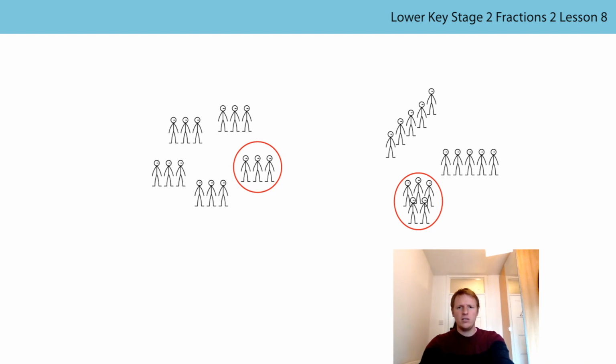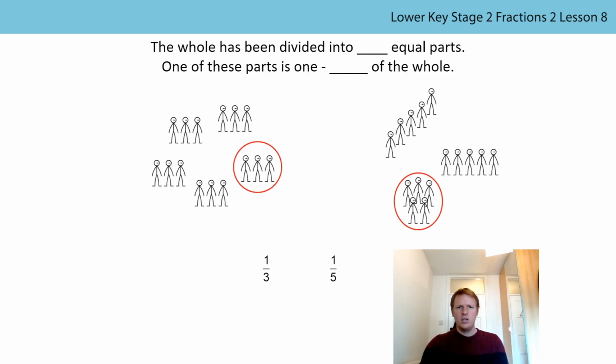Here are 2 fractions. We have 1/3 and we have 1/5. One of those describes one of the images and one of them describes the other. Which one do you think matches with each picture? Now, I can see there's 3 children in this part. So does that mean 1/3 goes with this image? Do we talk about the number of children in each part, or do we talk about the number of equal parts? We use this sentence, don't we? Let's go back to that sentence and see if that helps us. The whole has been divided into equal parts. That's what we need to focus on.